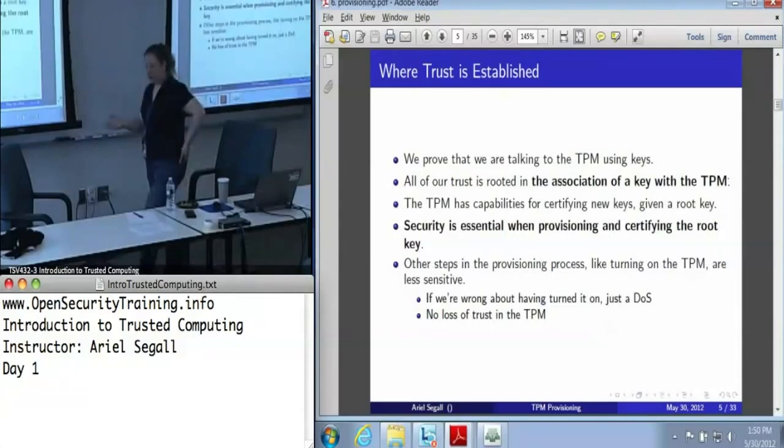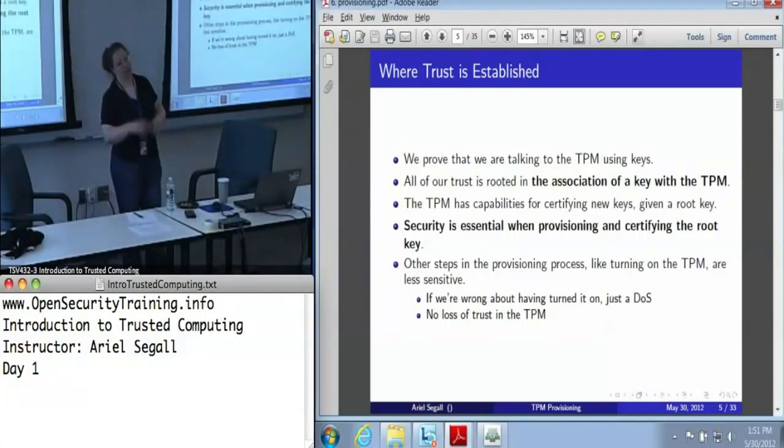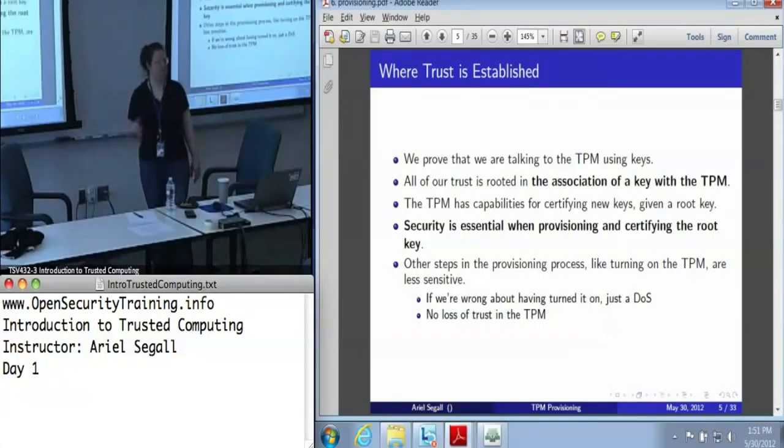So when we say we're talking to the TPM, there are some operations, like just reading the PCRs generically, that are not really trusted operations. If it lies to us, we can't tell, we don't really care, it's not signed. Whenever we talk about knowing that we're talking to a TPM, it's because we have some key that is associated with the TPM. And the TPM is very good at certifying keys once it's got a root key. But the question is, how do we establish trust in the root key? This is where all of our security for provisioning is really concentrated, in that one step of making sure we know what the root key is and that we can trust it.